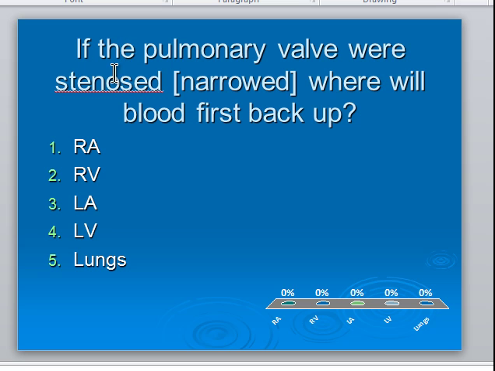Now, if the pulmonary valve was stenosed, where would blood back up? So the pulmonary valve is stenosed. That means blood cannot go from the right ventricle into the pulmonary trunk. So it would back up in the right ventricle. So that is the correct answer. So look at that cardiac cycle carefully.